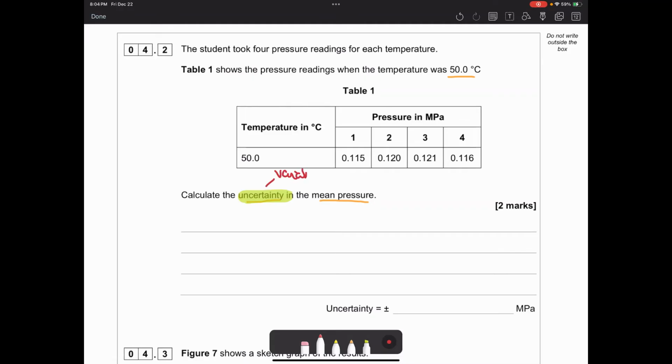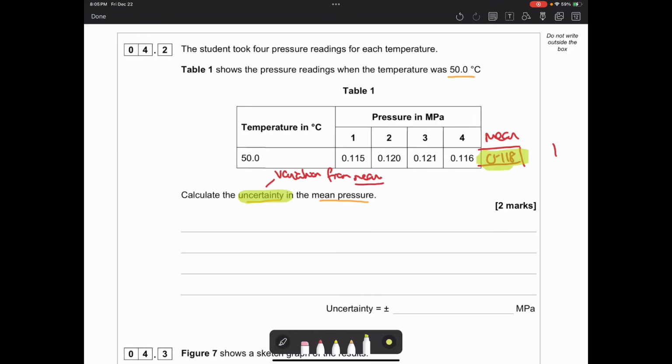Uncertainty is basically the variation from the mean in the results. Now, they haven't given you a mean here, so the first thing I would do is calculate your mean. There's no anomalous results, so all I would be doing is adding them up and dividing by how many there are, which is 4, and that should give me a mean of 0.118. That would get you 1 mark just by calculating a mean, which everyone doing a higher tier should do no problem.